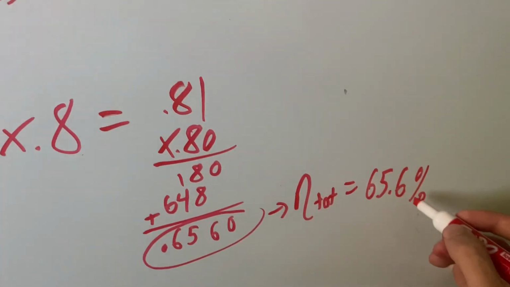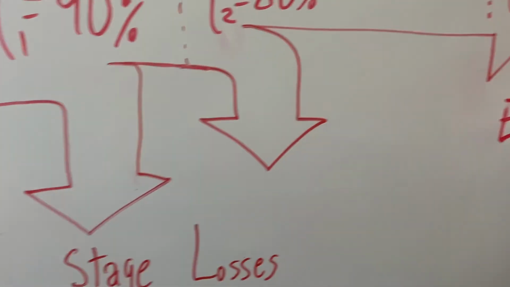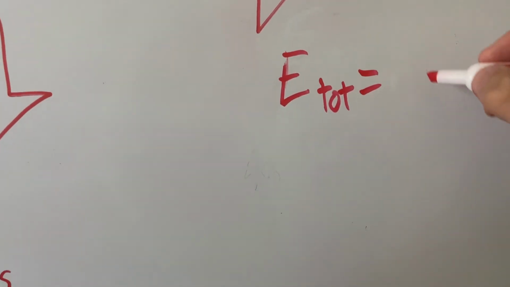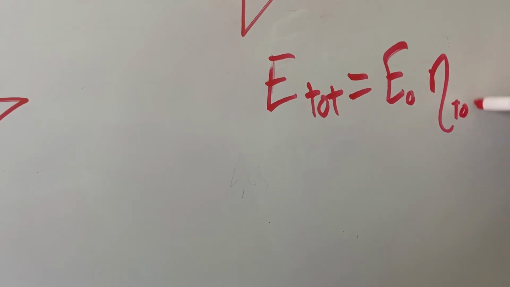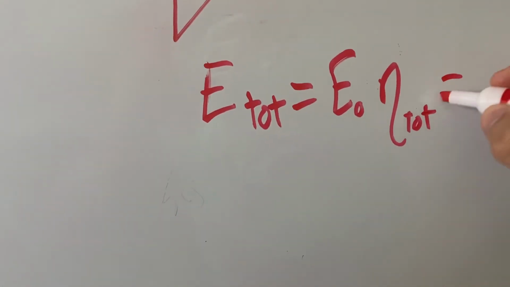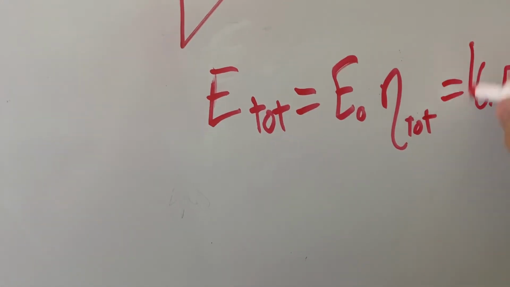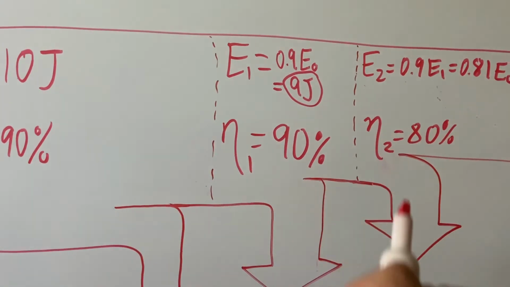So we can say the total energy output that we get is our original energy, 10 joules, E total equals E naught times the total efficiency, which equals 6.56 joules. And that's how we can find the energy at these different stages.